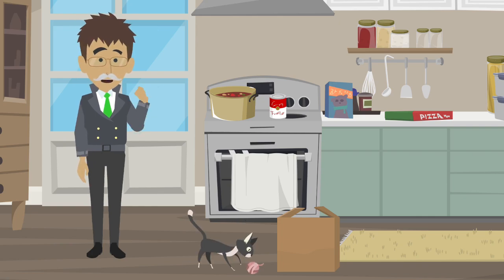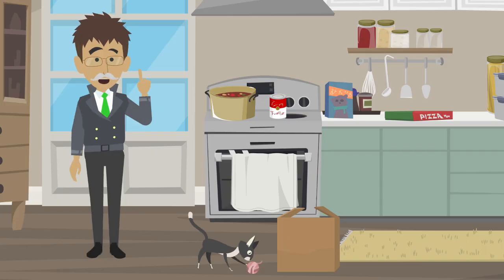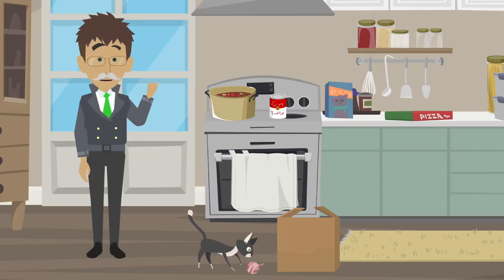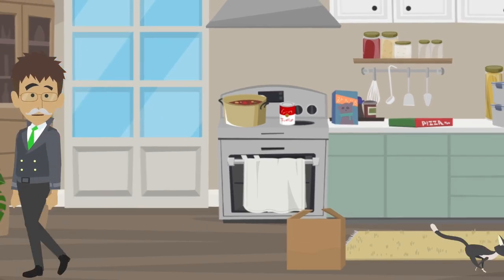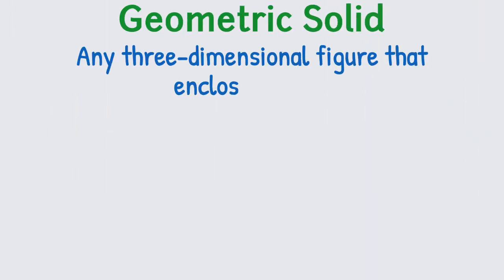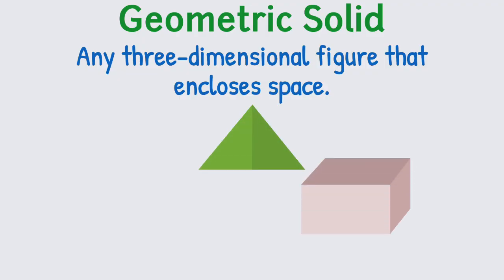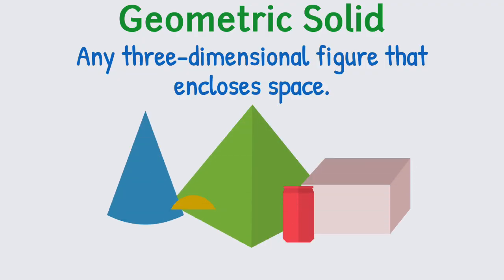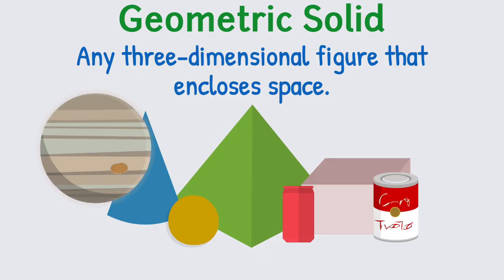In this video, we're going to extend everything we know about volume into the curved world of cylinders, cones, and spheres. Let's start with the big picture. Geometric solid: any three-dimensional figure that encloses space. Geometric solids include prisms, pyramids, cylinders, cones, and spheres. Curved solids show up everywhere, from the cans in your pantry to the planets in our solar system.